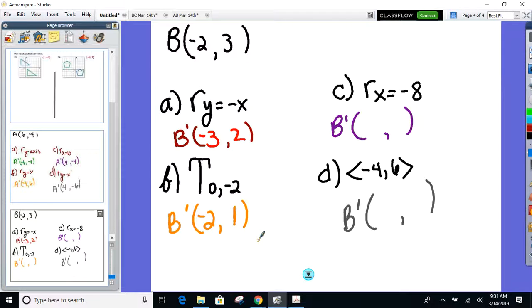I didn't mention this yesterday. I didn't know if anybody picked up on it, but instead of thinking about moving left, right, up, or down, you can just add the coordinates. -2 plus 0, 3 plus -2. You can just add the coordinates instead of visually trying to move it up and down, left, right. Yep.